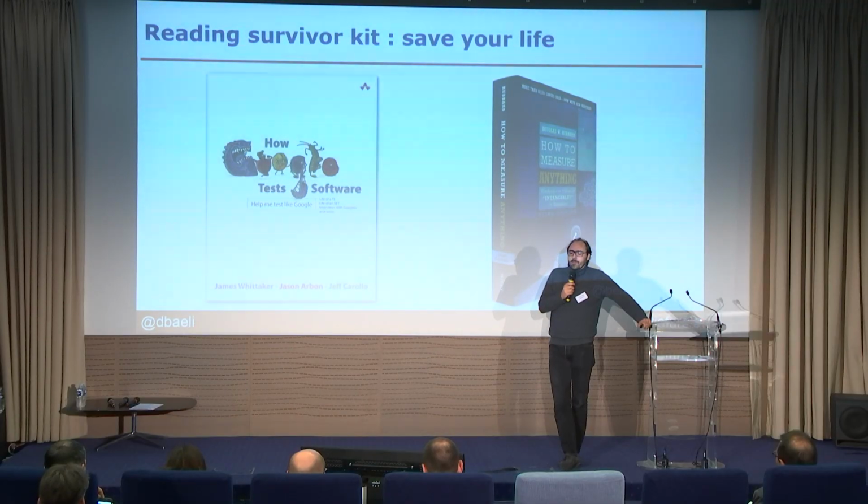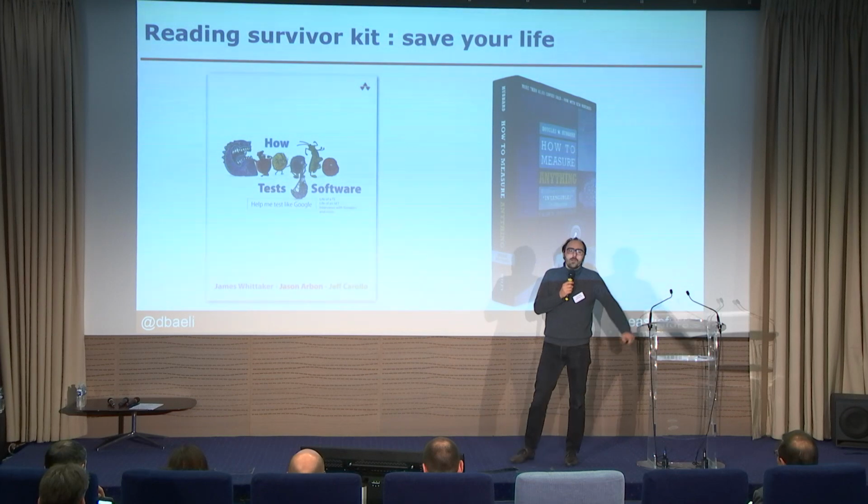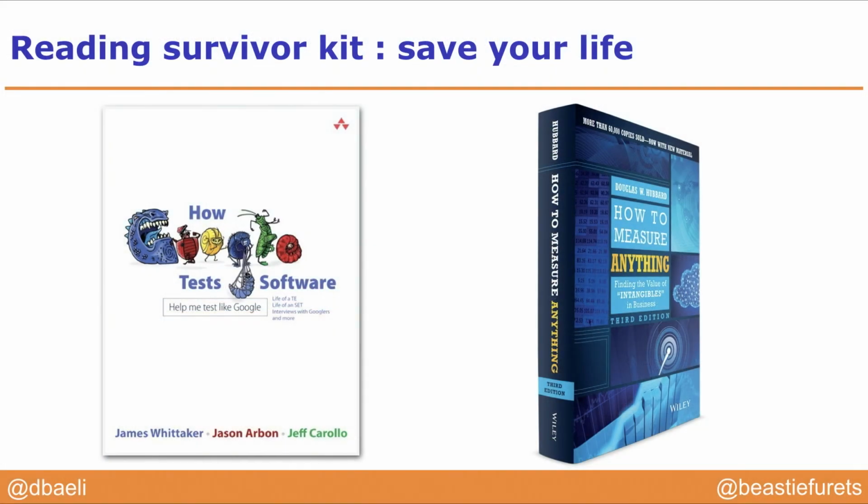My survival kit is How Google Tests Software. I learned how to really build and shape a testing mindset for devs. So we don't have any QA team. It's the devs alone who are testing and delivering the software. How to Measure Anything, I won't speak much about that, but it's a way to take decisions.